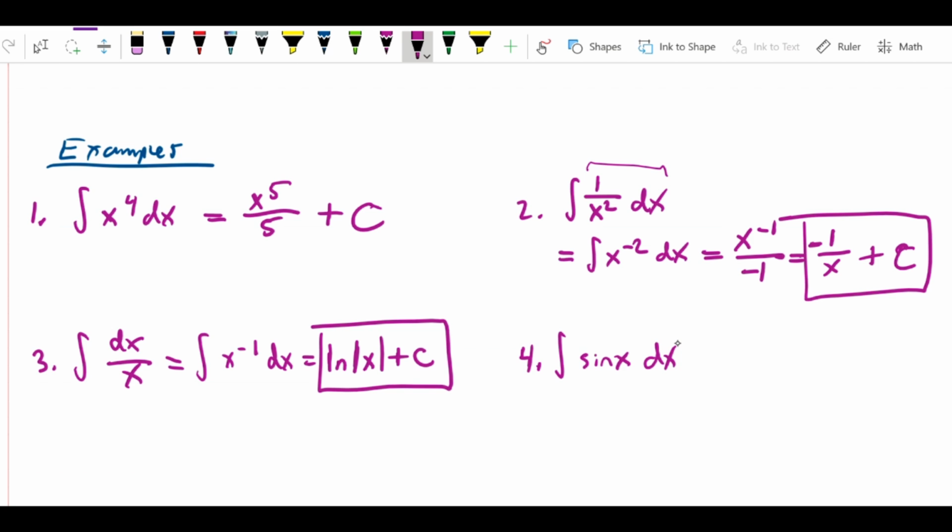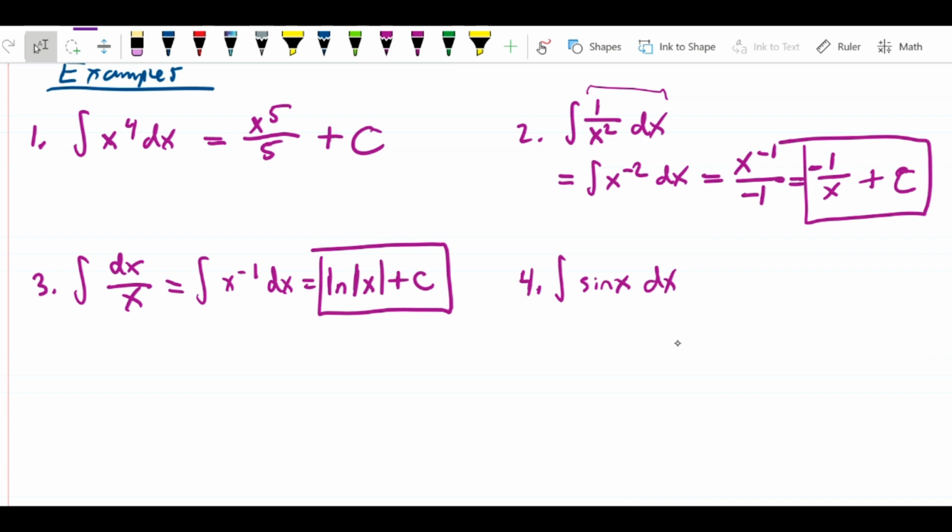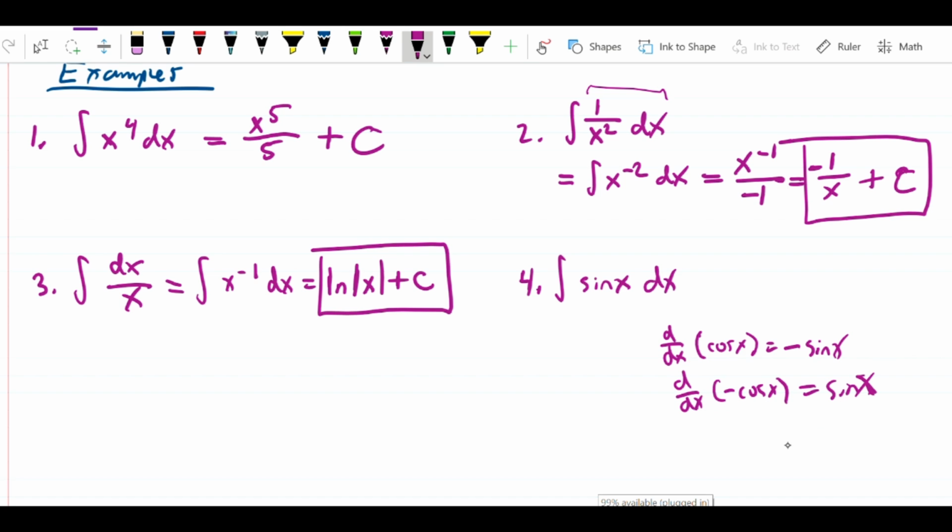We already saw that the indefinite integral of cosine x is just sine x plus c. We know that sines and cosines kind of come in pairs, but you always have to be mindful of the minus sign. So just observe that the derivative of cosine x is equal to negative sine x. So it would also be correct to say that the derivative of negative cosine x is equal to sine x. Since we know that the derivative of negative cosine x is sine x, we can say that the antiderivative of sine x is negative cosine x plus c.